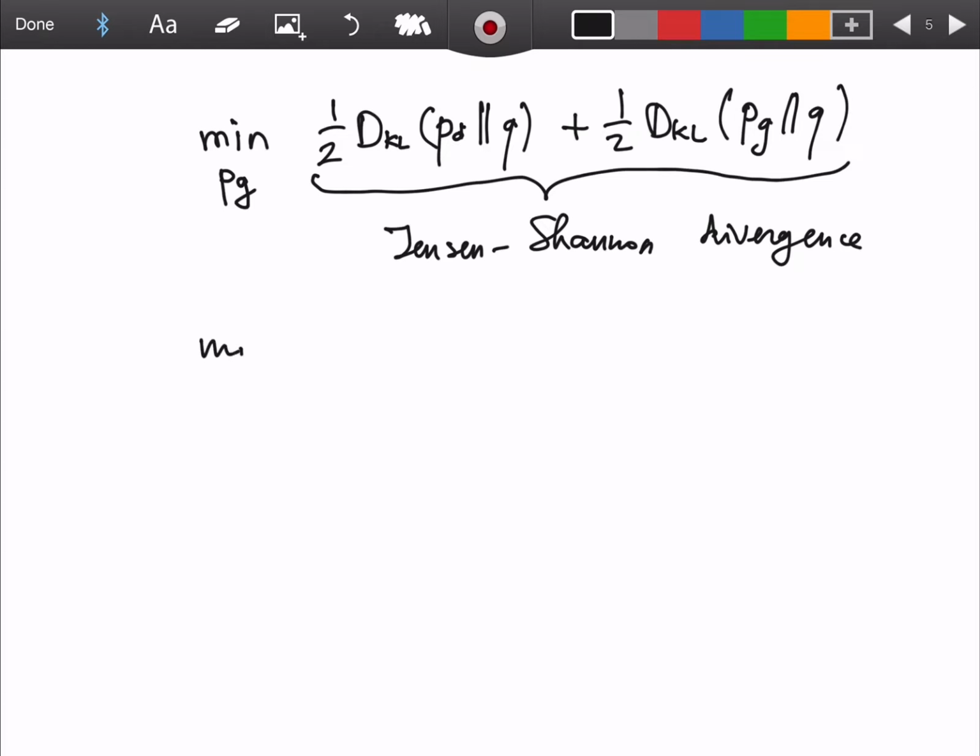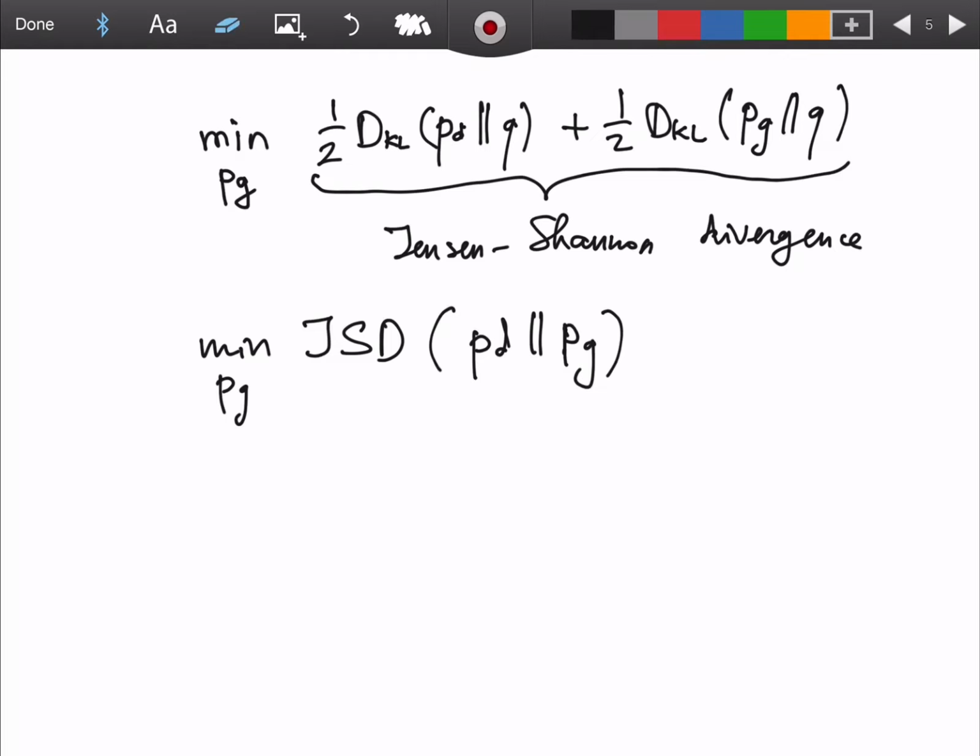So basically, what we have is minimum with respect to PG. Let's call it JSD, PD and PG. Okay, so this is the definition of the Jensen-Shannon divergence. It's the divergence between PD and PG. You measure basically two Kullback-Leibler divergences. We have PD here, PG here. This is their midpoint. I call it Q. So we measure this distance, we measure this distance, and their arithmetic mean gives us the JSD.